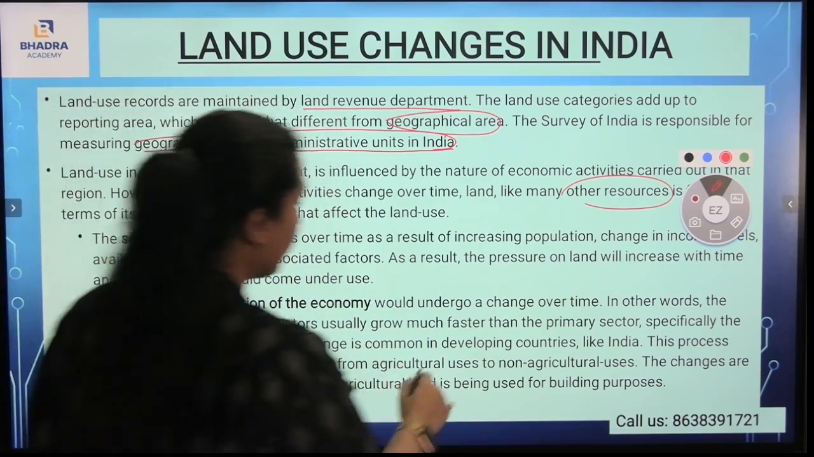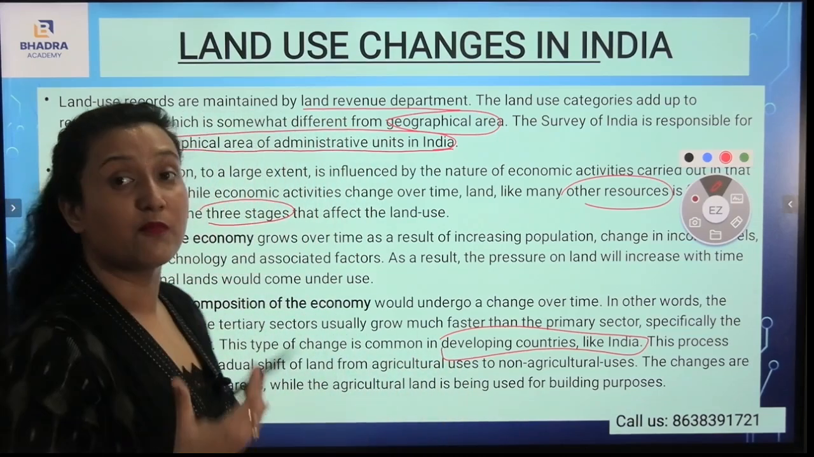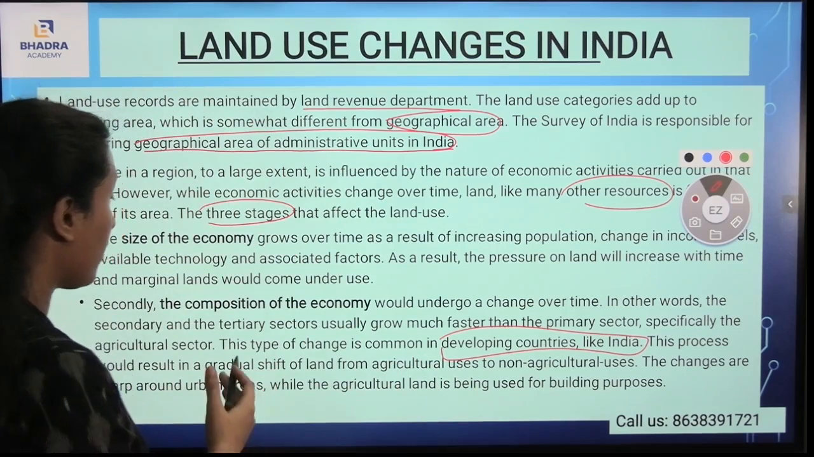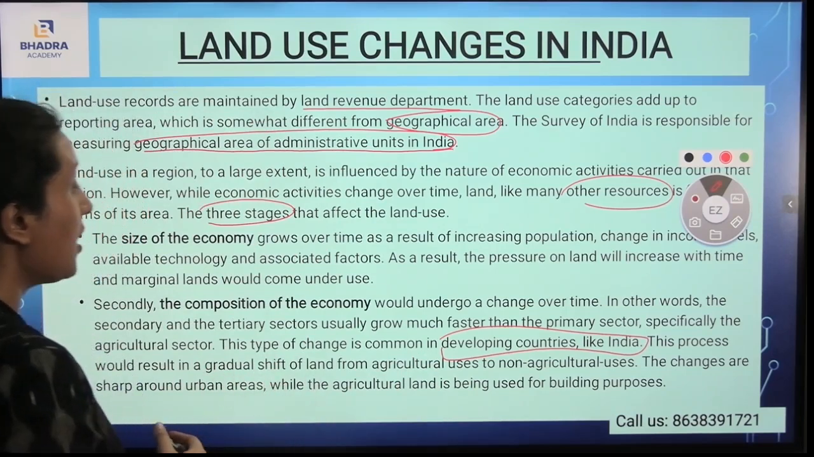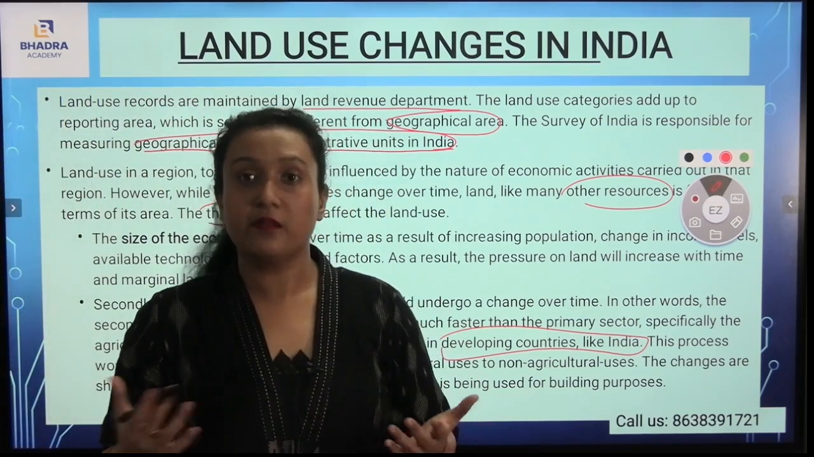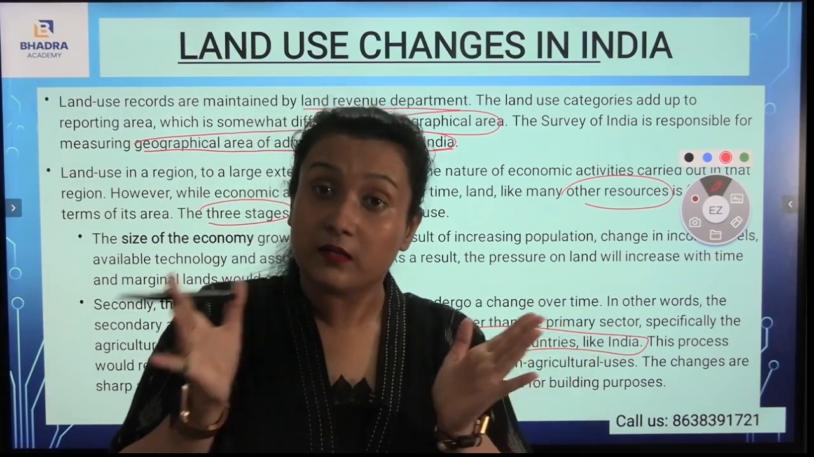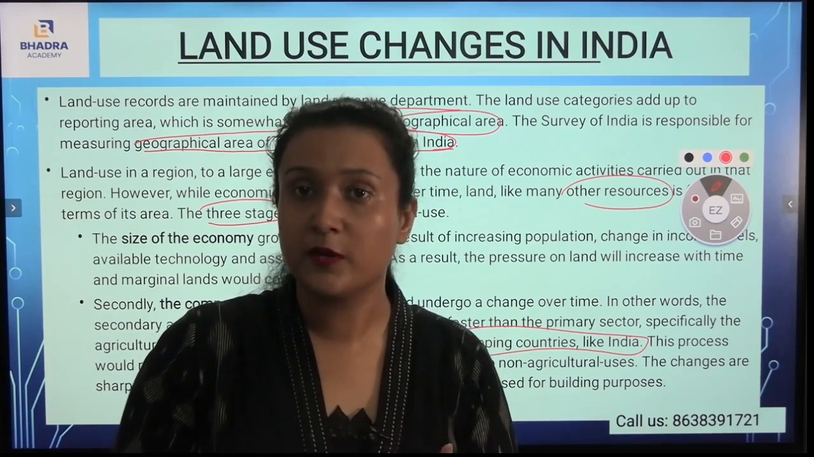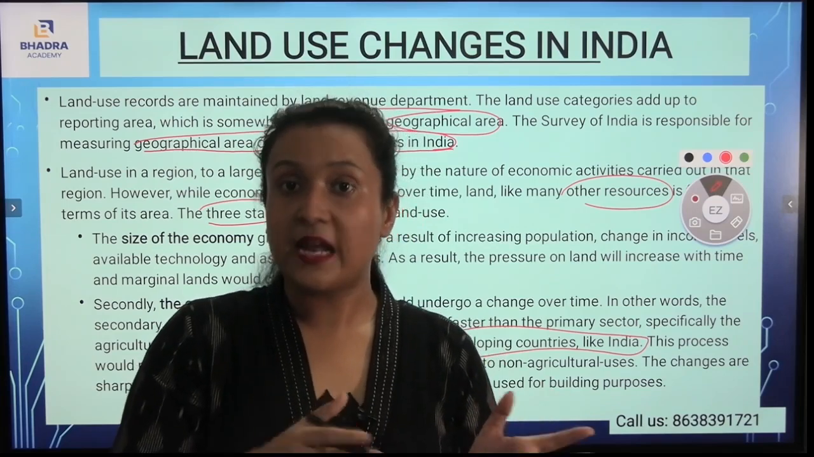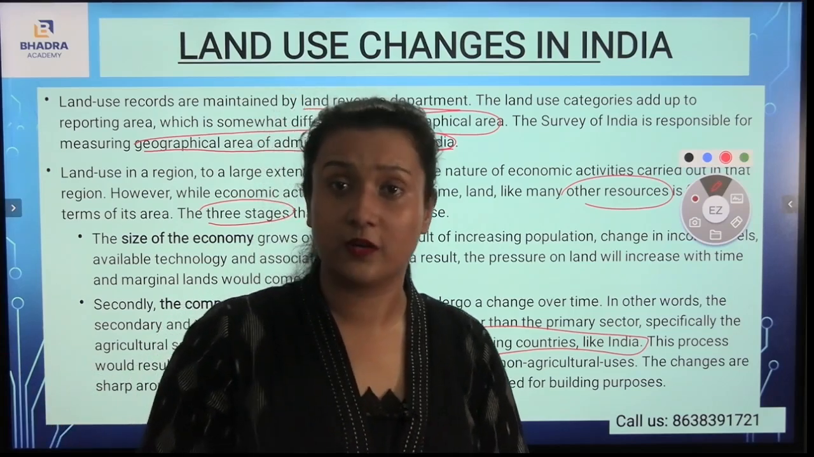For example, in developing countries like India there is more use of the land. This process would result in a gradual shift of land from agricultural uses to non-agricultural uses. In some cases there will be agricultural land where more crops will be grown, but in other cases, with the advancement of technology, agricultural land will be used for non-agricultural uses. A lot of land is being used for non-agricultural uses.